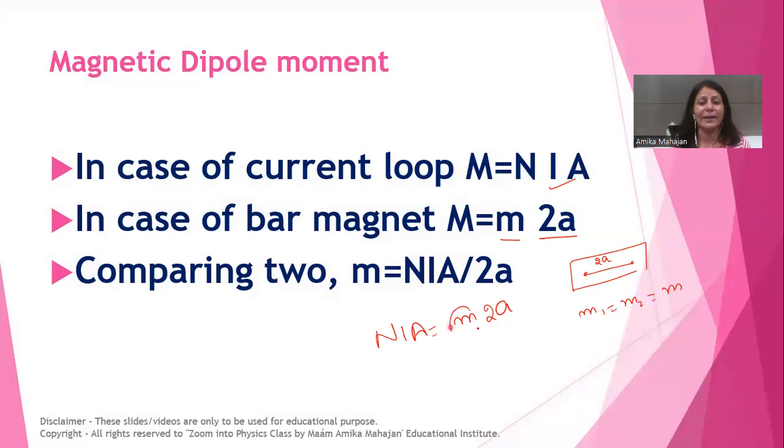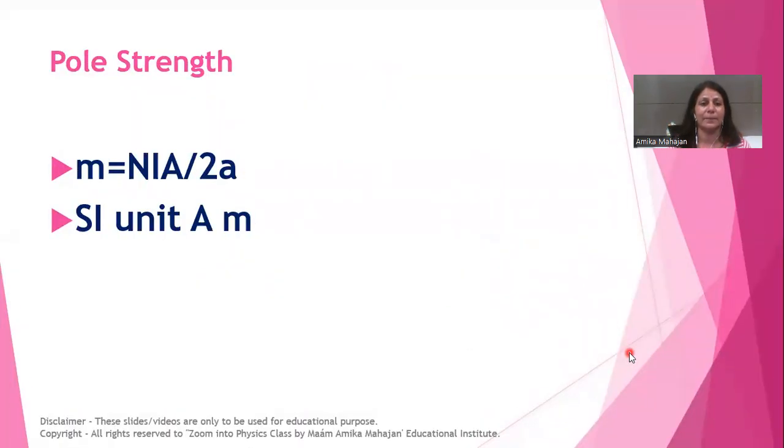From this, we can find expression for pole strength. It is N into I into A upon 2A. If I put the units in SI system, number is having no unit, current is having unit ampere, area meter square, 2A is distance meter. So SI unit of pole strength comes out to be ampere meter. So SI unit of pole strength is ampere meter.